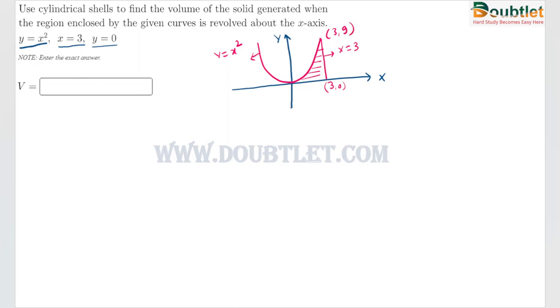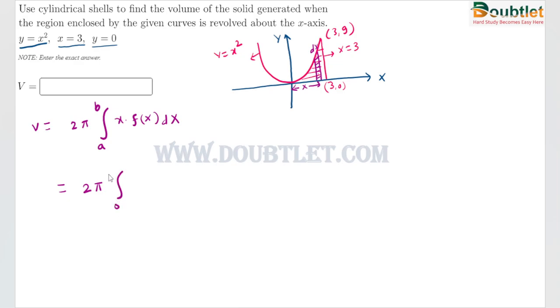So now here we have to draw the element of width dx. This is the element, its width is dx, and it is at a distance of x. To find the volume by the cylindrical method, we will use the formula 2 pi integral from a to b of x into f(x) dx. So this is the formula for revolution around the y-axis. So here f(x) is equal to x square and the limits are from 0 to 3.